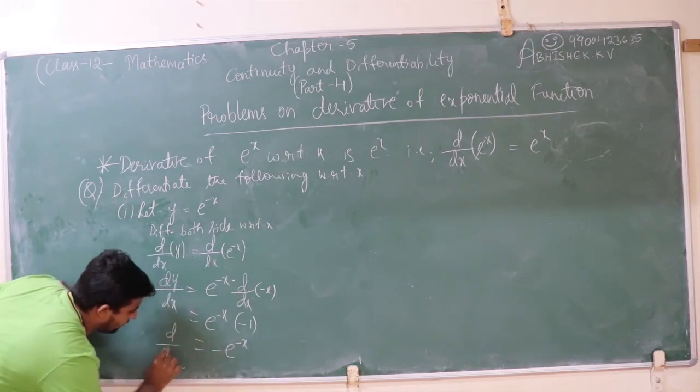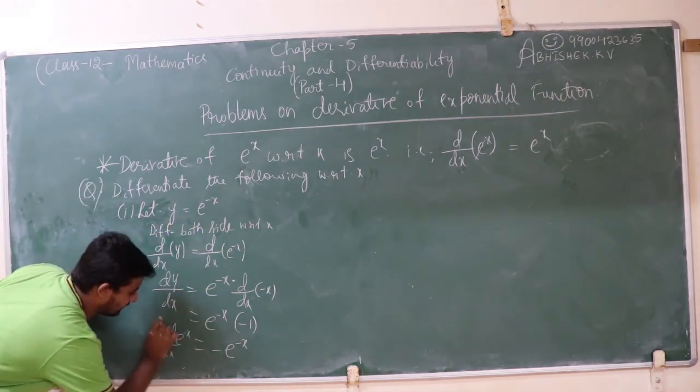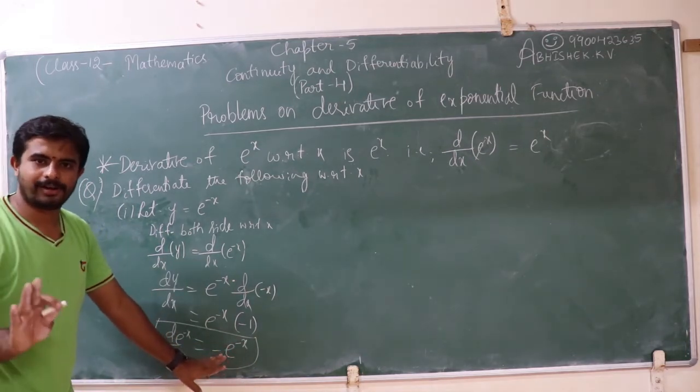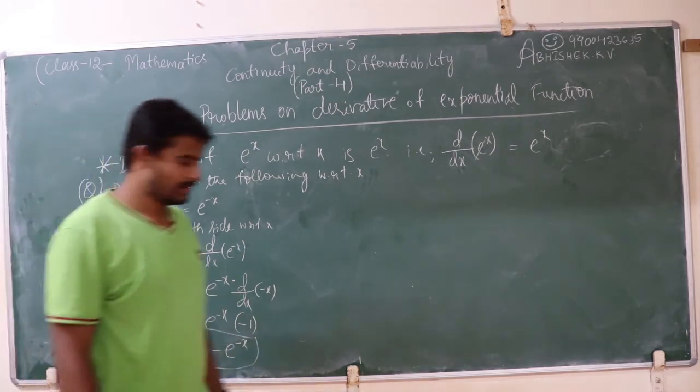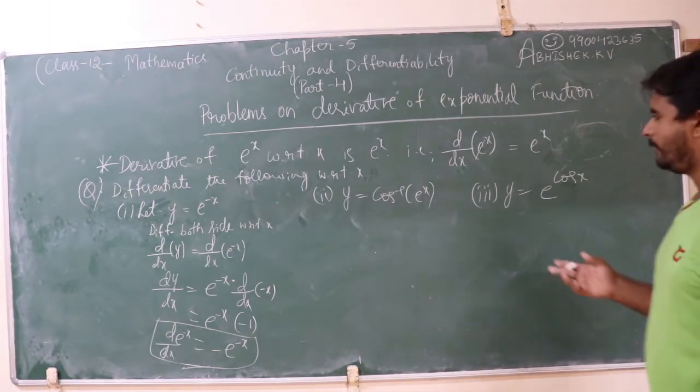That is the derivative of what is y? y is equal to e to the power of minus x. The derivative is minus e to the power of minus x. I hope you are all getting this. Please note down. Yes, let us move on to the next type of problem.